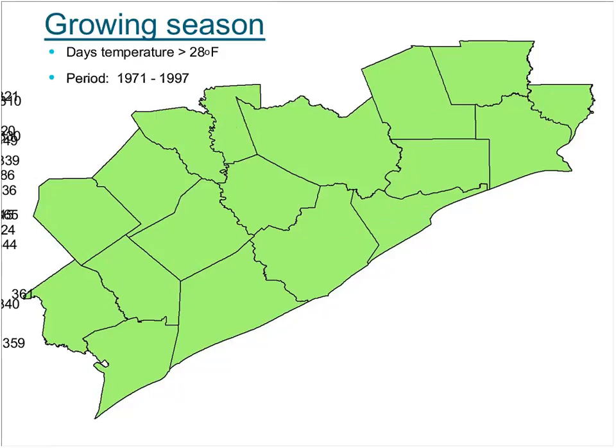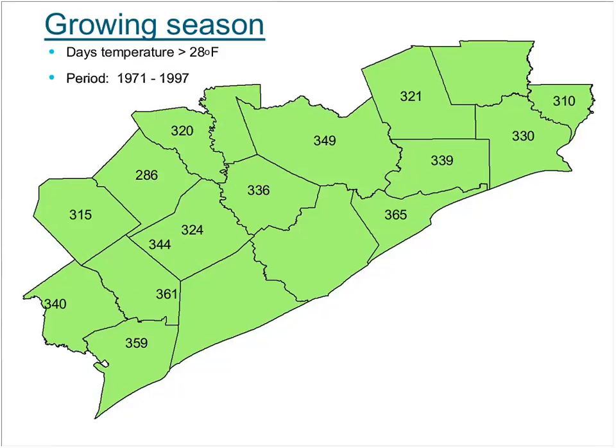We talked about growing season and high average temperatures during the growing season. These are the growing season lengths in those counties, and as you can see, several of these counties have effectively a year-round growing season. The average growing season length in these counties is 333 days, so there's plenty of growing season and plenty of high average temperatures during that time.